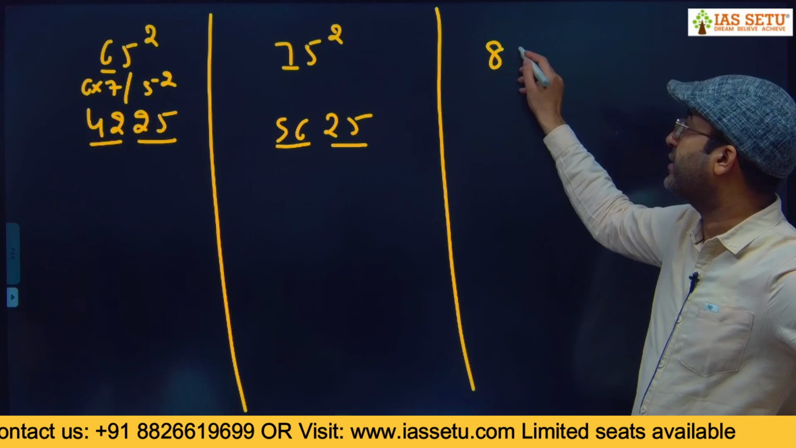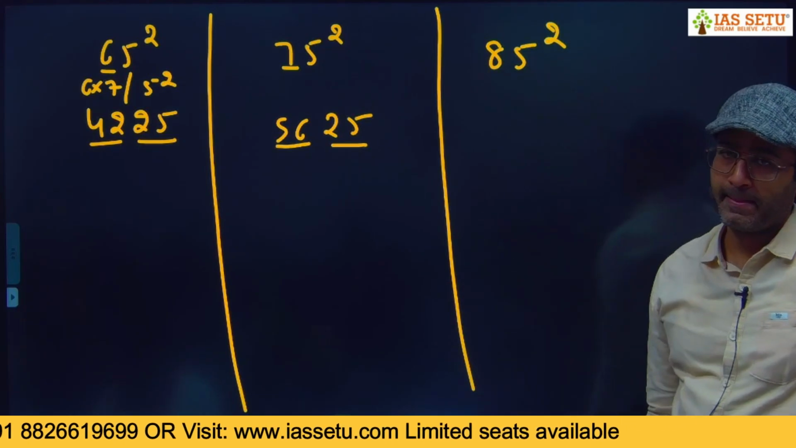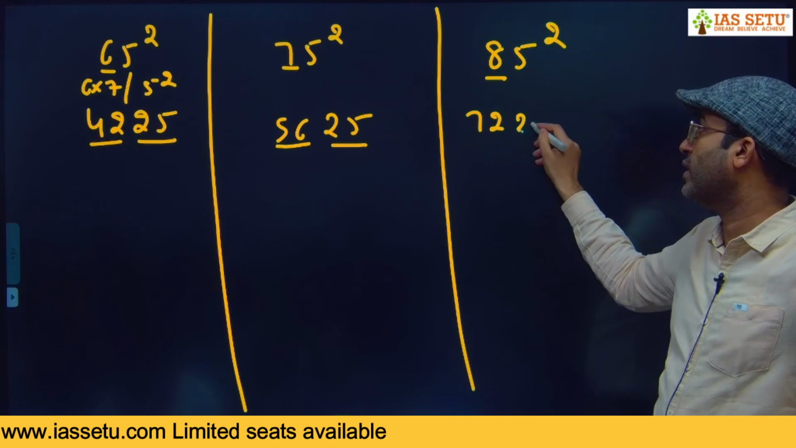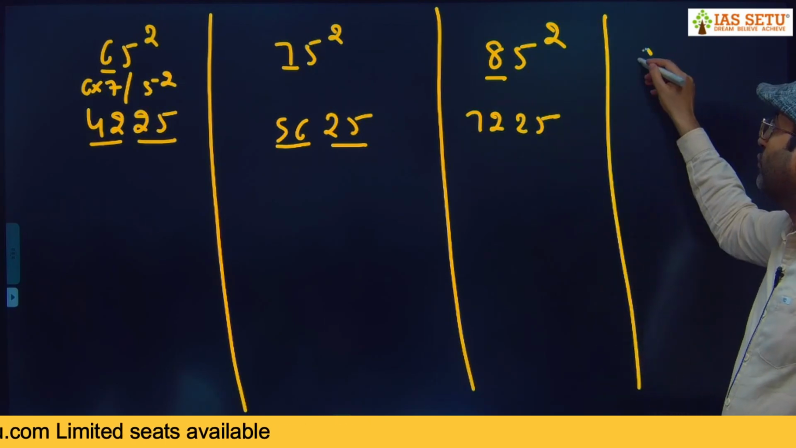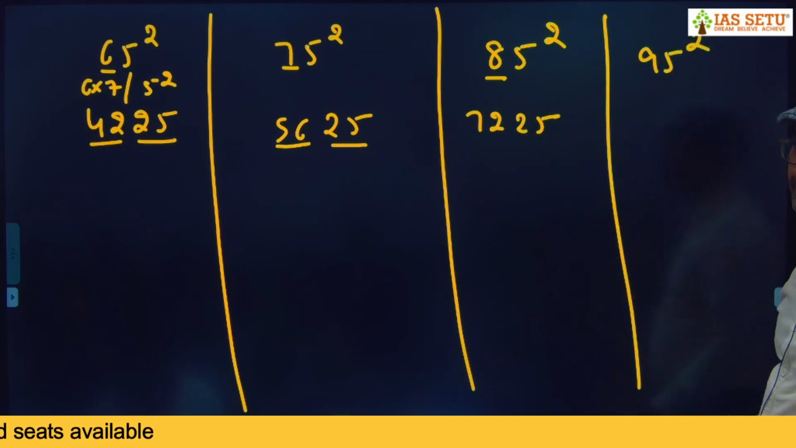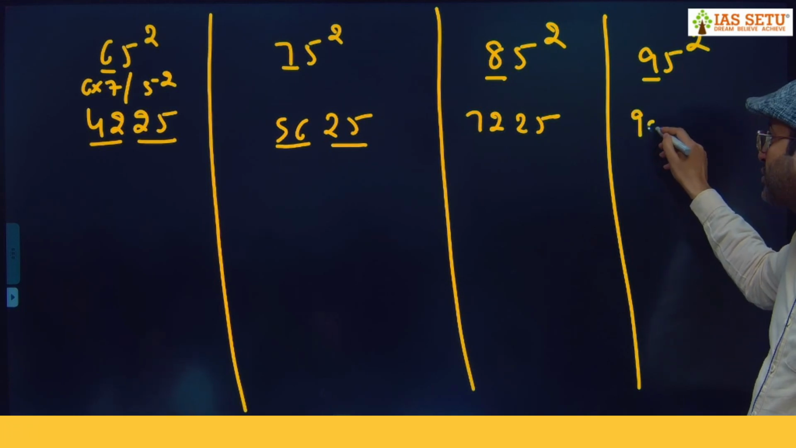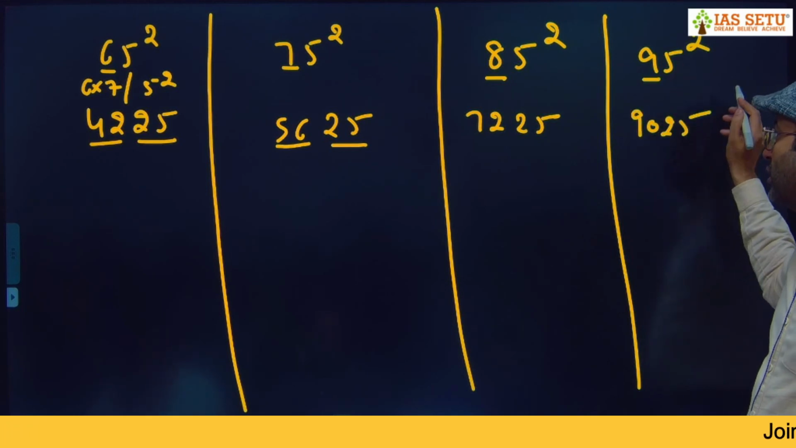What about 85 square? 8 multiplied with 9, 72, then 5 square 25. What about 95 square? 9 multiplied with 10, so 90, then 5 square 25.